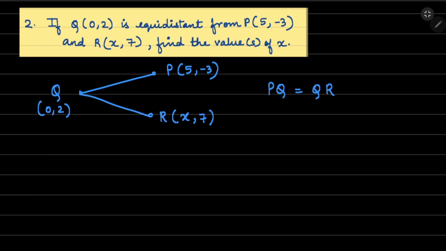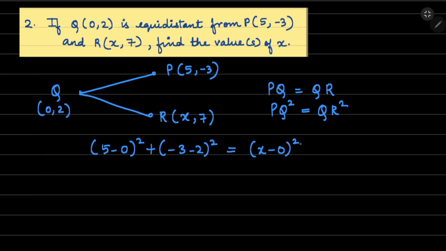So in order to remove the square root from the distance formula when you're calculating the distance between P and Q and Q and R, we can square it on both sides. So PQ square equals QR square, and now you can use the distance formula but without the square root because we have already squared. So PQ square is nothing but (5 minus 0) the whole square plus (minus 3 minus 2) the whole square, equal to (x minus 0) the whole square plus (7 minus 2) the whole square.